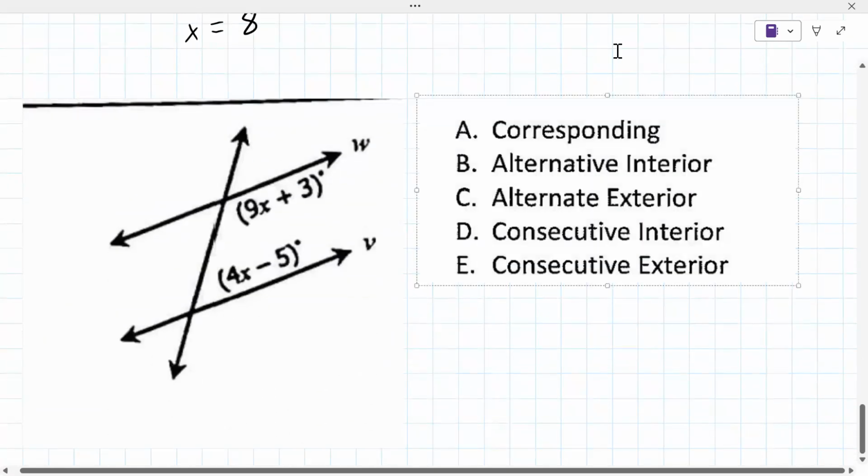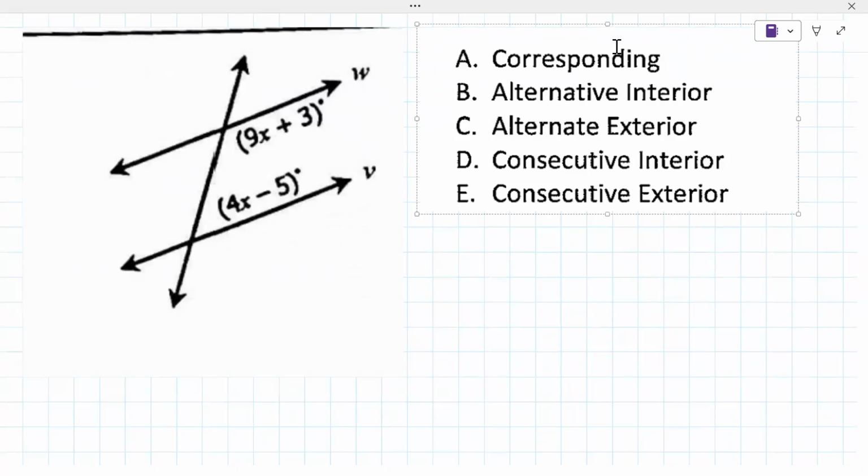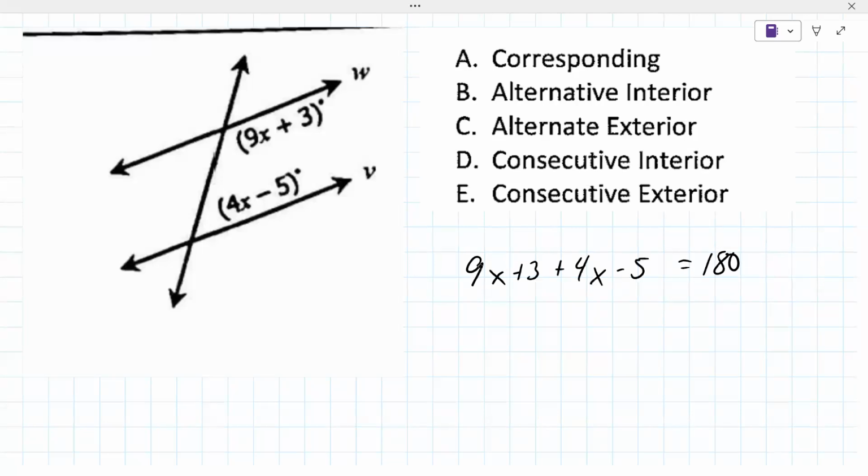Okay. What type of angles are these? Consecutive interior. Yes. Same side interior. So are these congruent or do they add up to something? Add up to 180. They add up to 180. So 9x plus 3 plus 4x minus 5 equals 180.